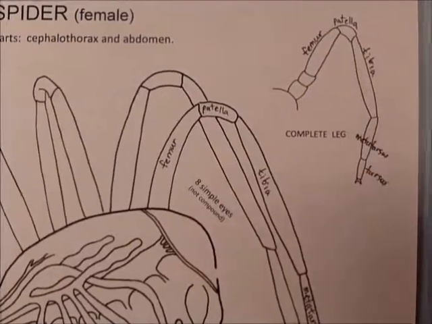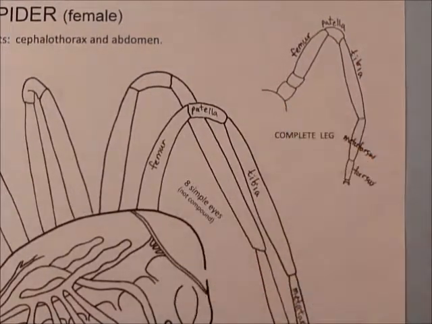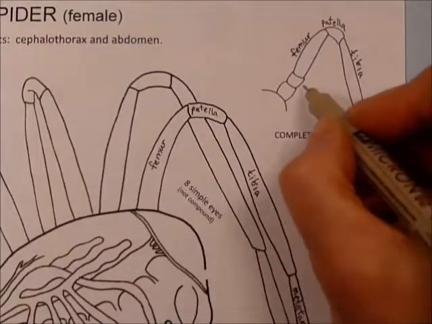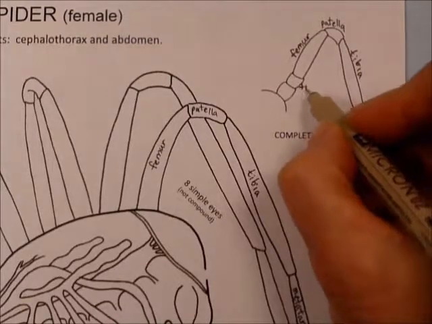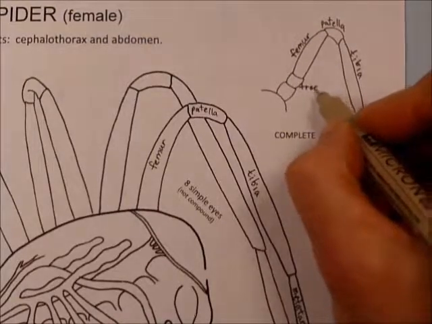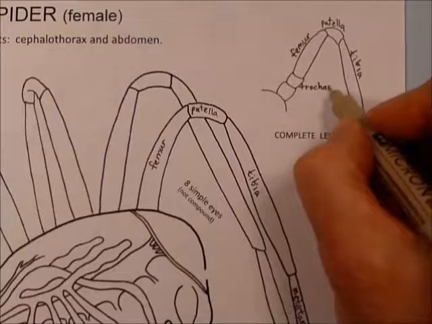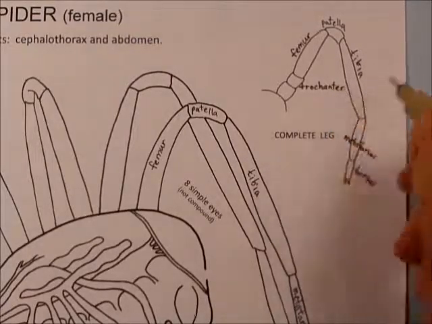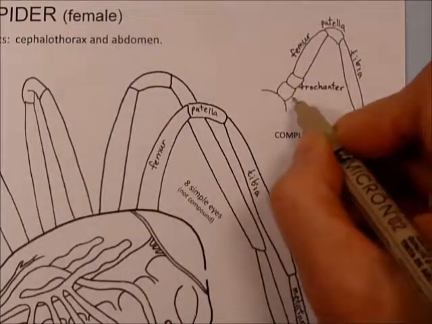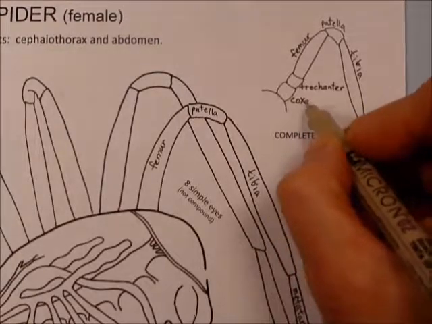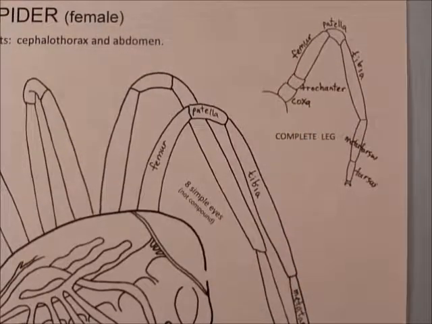And then here we have, just like in an insect, a trochanter, and then this joint is the coxa, and those are very similar to the insect.